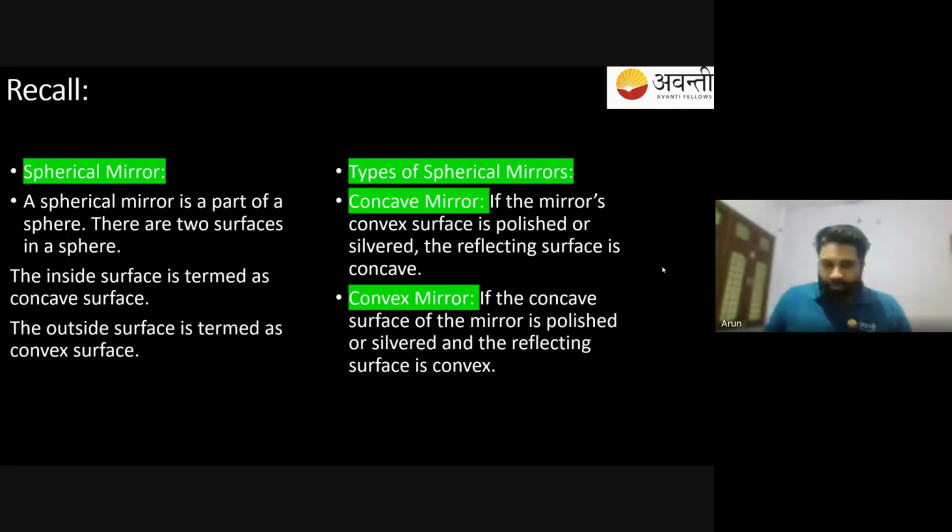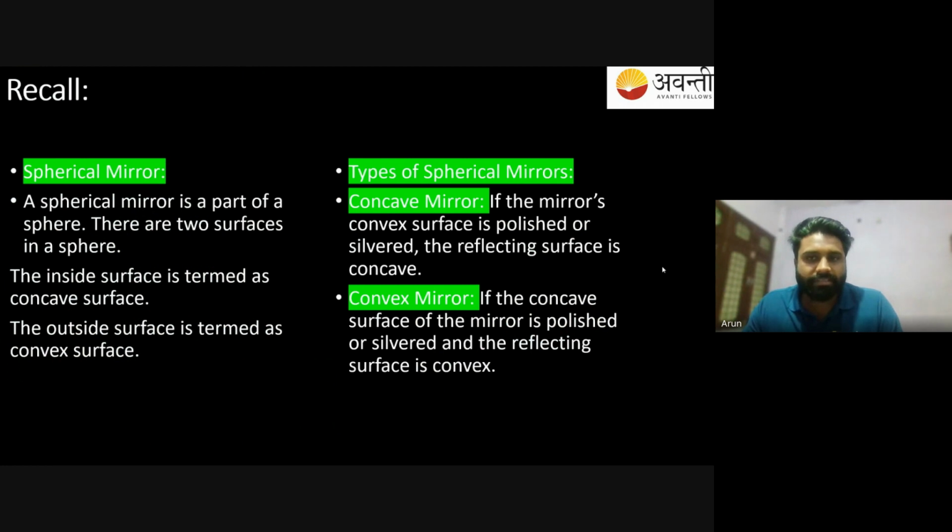Yeah. So firstly, we will recall some concepts that we have learned so far. Firstly, in the previous session we have done spherical mirror. Spherical mirror is nothing but a part of a sphere. Okay, a glass sphere we can consider. And if we cut it, okay, not perpendicular, not in the line passing through the diameter, but at a somewhat shifted position.